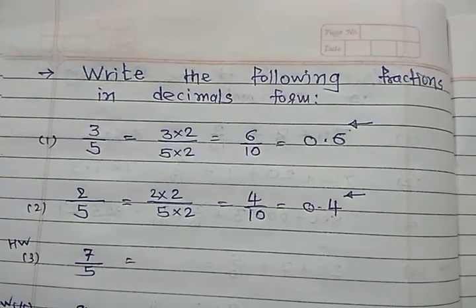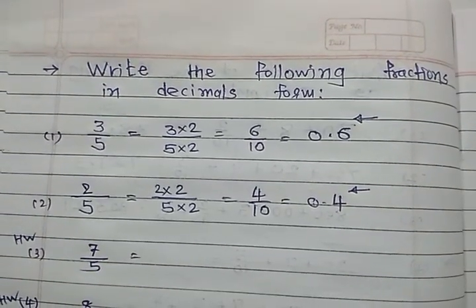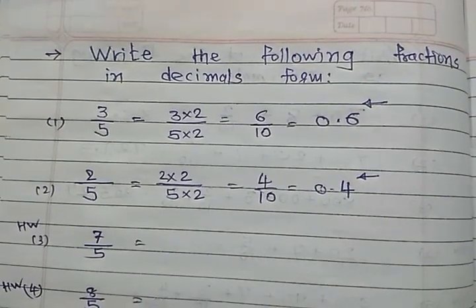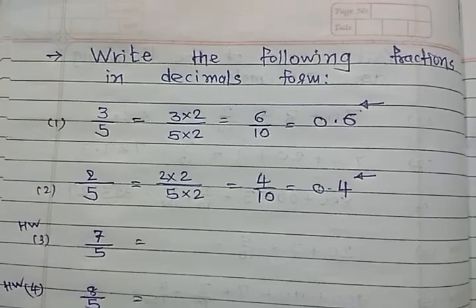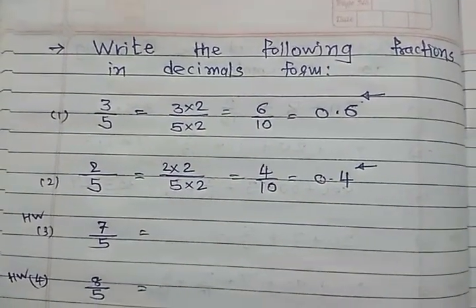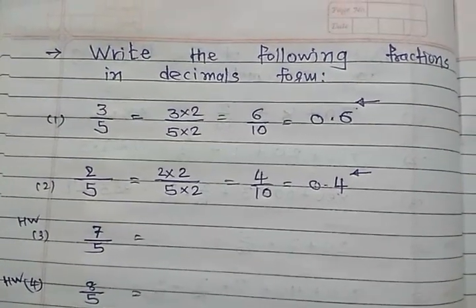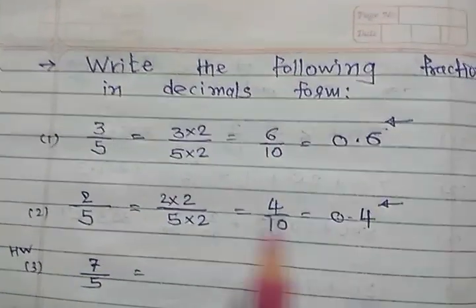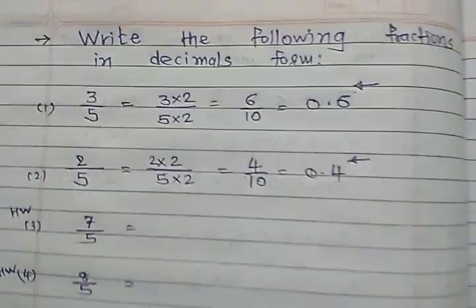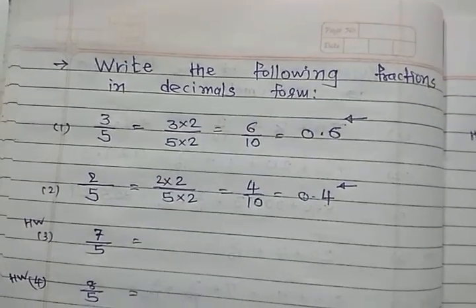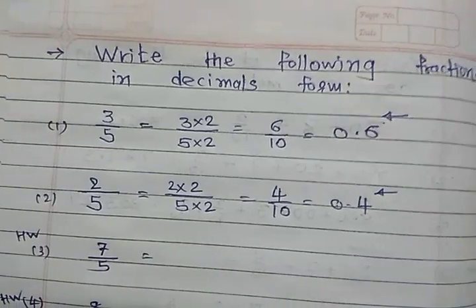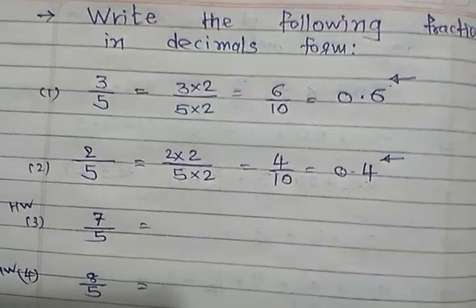Another exercise: write the following fractions in decimal form. This is also a very important exercise of exercise 8.1. Now 3 upon 5. Students, what you should do over here, the concept is, whenever you want to convert a fraction into decimal form, first of all you see the denominator, and the denominator must be either 10 or 100 or 1000.